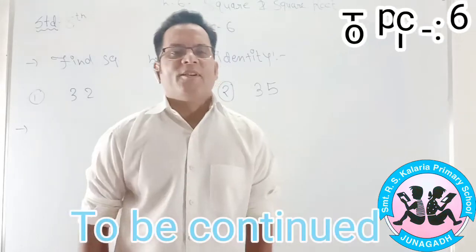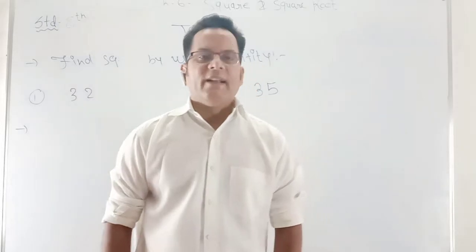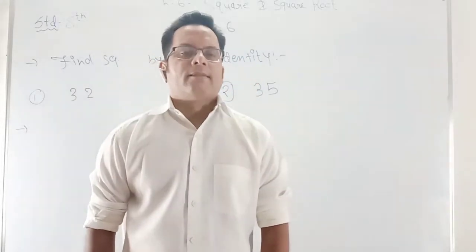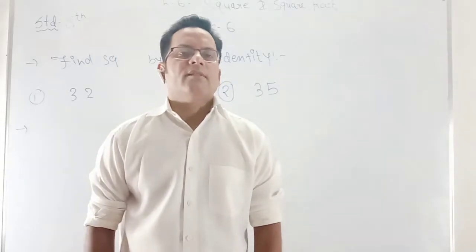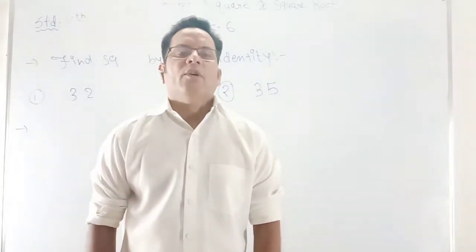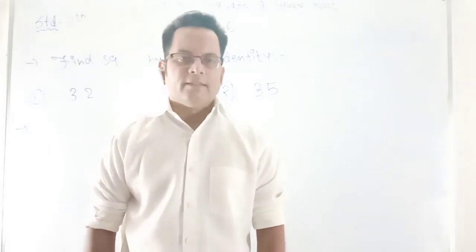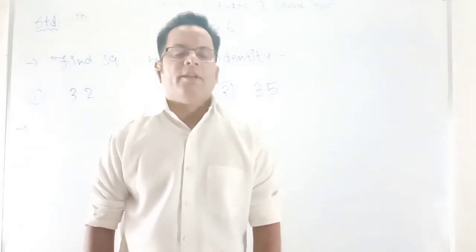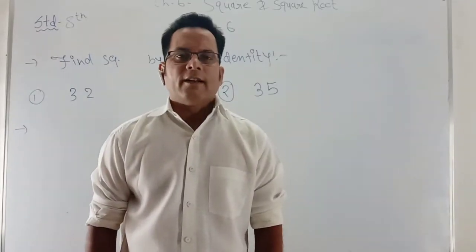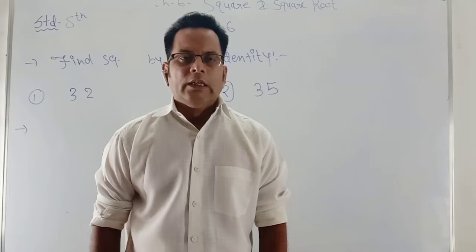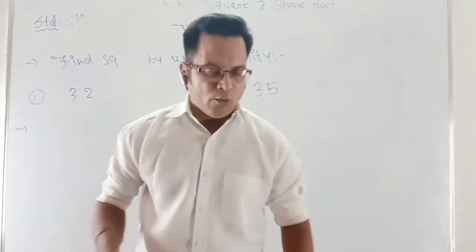And now students, topic number 6, in which you have to find the square using an identity. In maths standard 9th and 10th, there is one chapter named polynomial, in which there are a lot of identities that you have to study properly. In standard 8th, we have in this chapter one identity with which we'll be solving the sum. The identity is (a plus b) whole square.